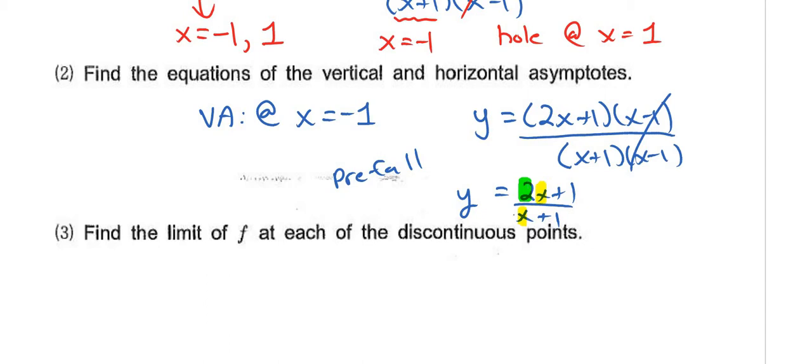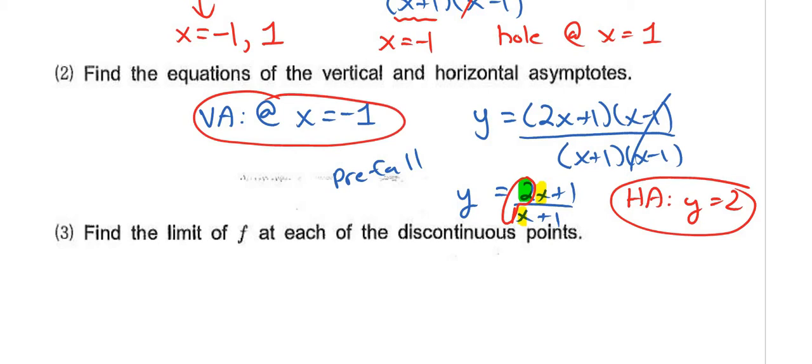So the coefficient in front of the x term in the denominator is a 1, so 2 divided by 1 is 2, so the horizontal asymptote is at y equals 2. So there's your horizontal asymptote there, and there's your vertical asymptote there. Done. Let's move on to question 3 now.